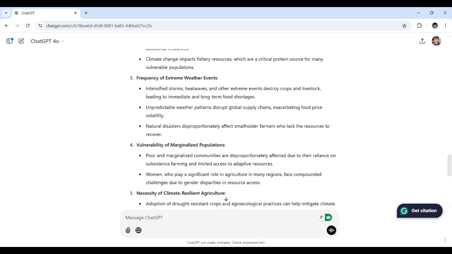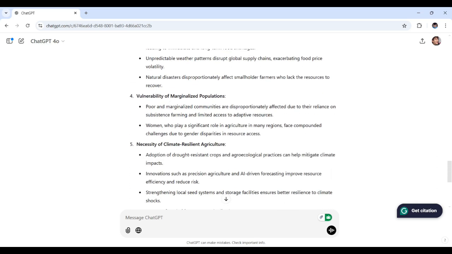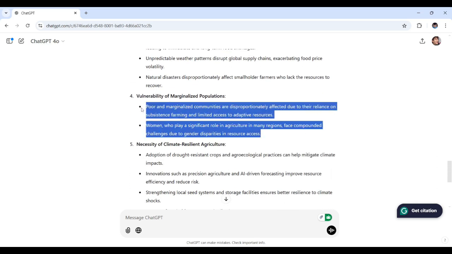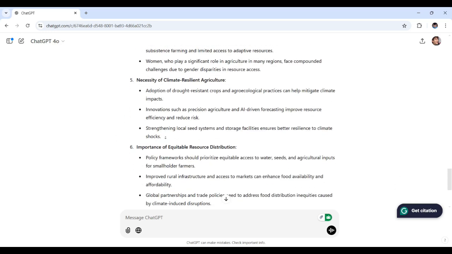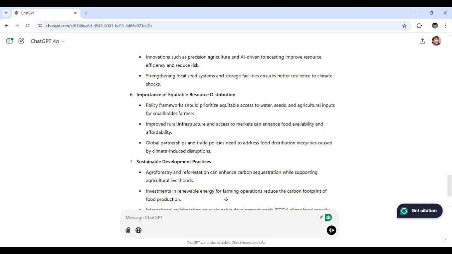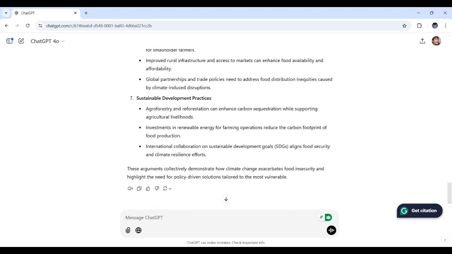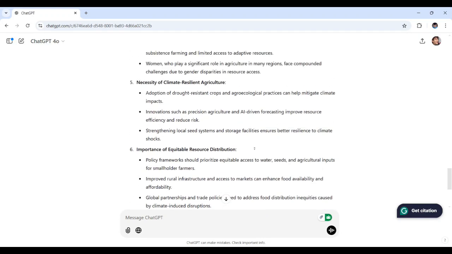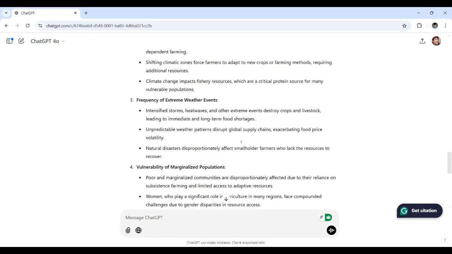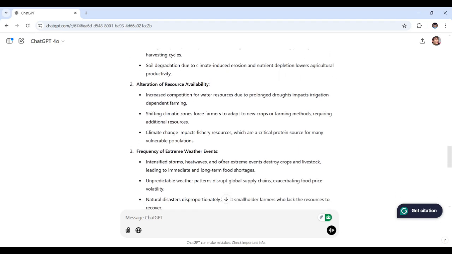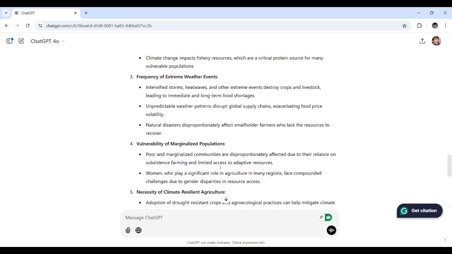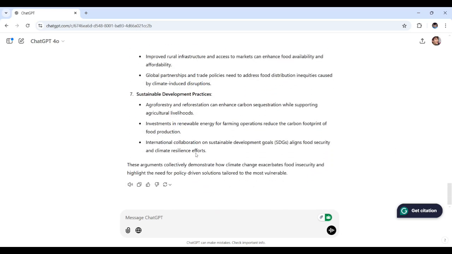Frequency of extreme weather events, vulnerability of marginalized populations, but this time this only has 2. Necessity of climate resilient agriculture, 3. Another one, importance of equitable resource distribution, 3 again. Sustainable development practices, 3 once again. So yeah, as you'll see right here, ChatGPT has suggested points, just as is shown right here. Each of these points can form a section of your paper, thus making it both organized and impactful.